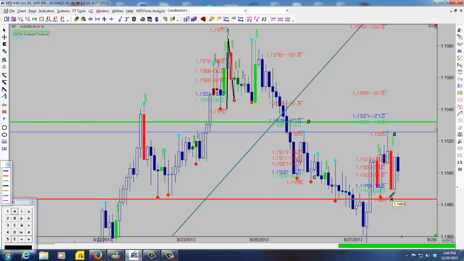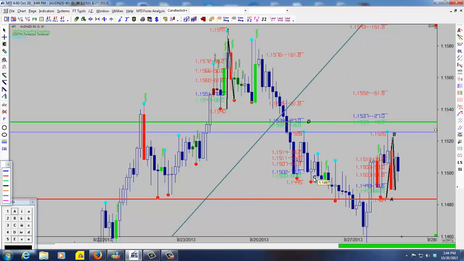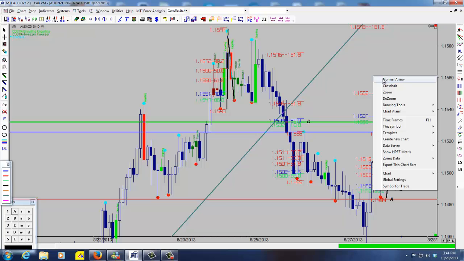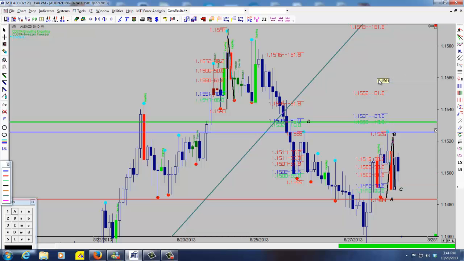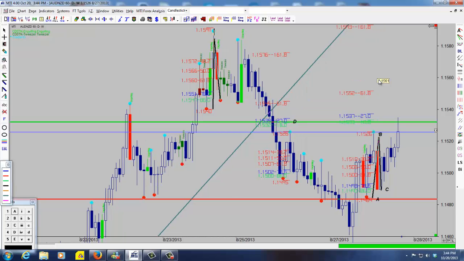Use a trend line tool, right? A to B, B to C. Alright. There's C. And we're looking for the D extension. Okay, folks? So here we go. Boom. It has taken our take profit area. This trade has worked.